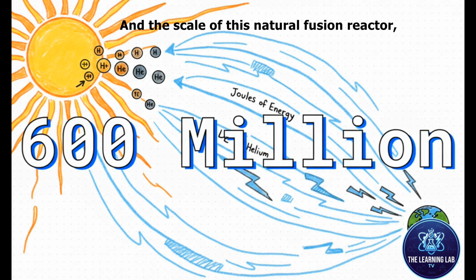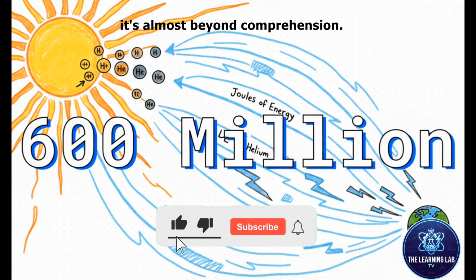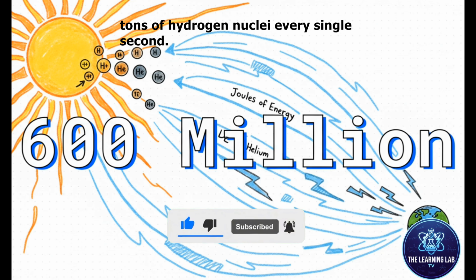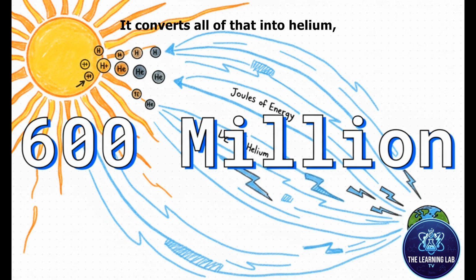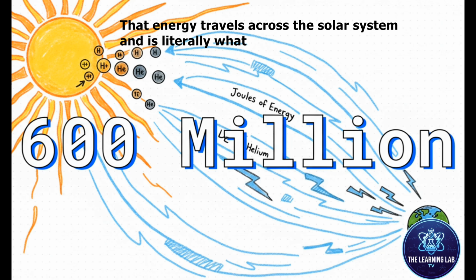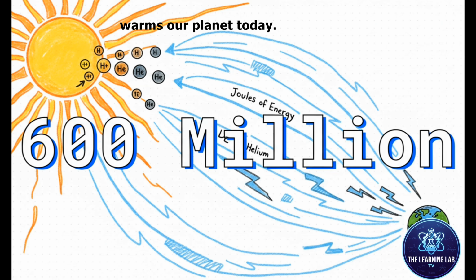And the scale of this natural fusion reactor, it's almost beyond comprehension. To sustain its brilliance, our own sun consumes roughly 600 million tons of hydrogen nuclei every single second. It converts all of that into helium, releasing hundreds of trillions of joules of energy second after second. That energy travels across the solar system and is literally what warms our planet today.